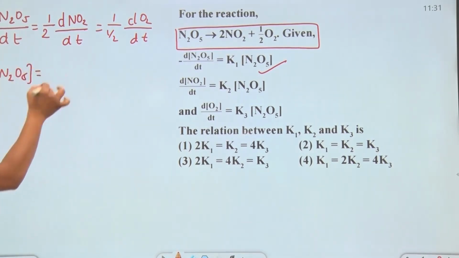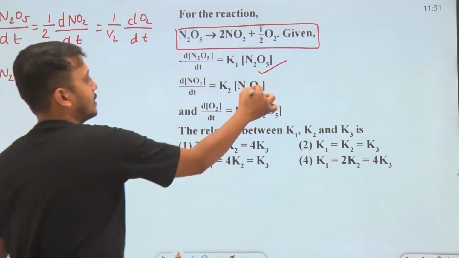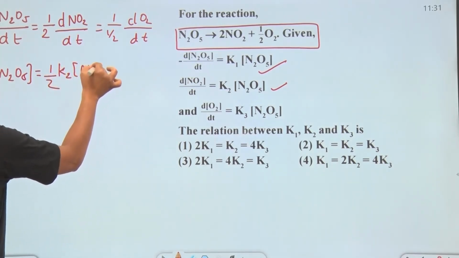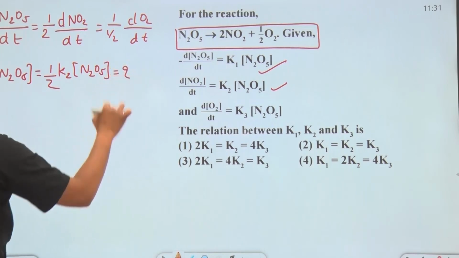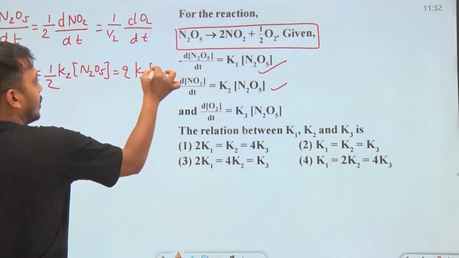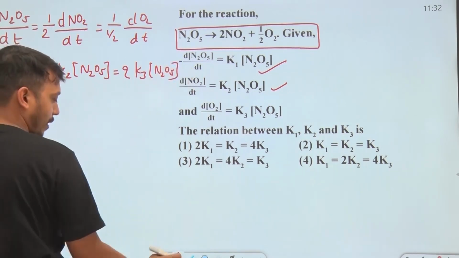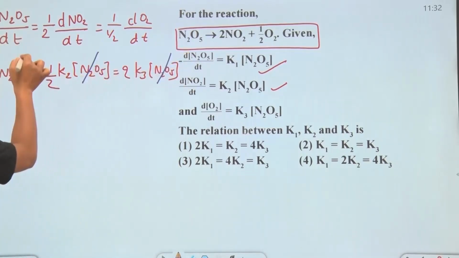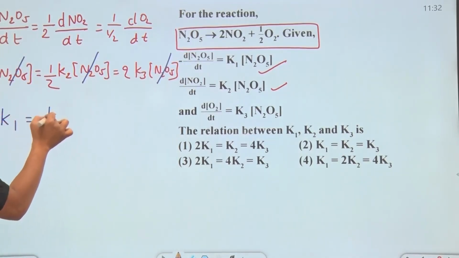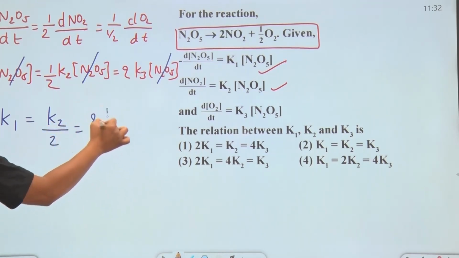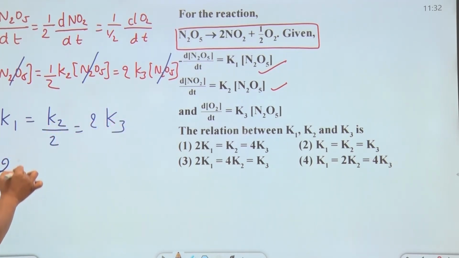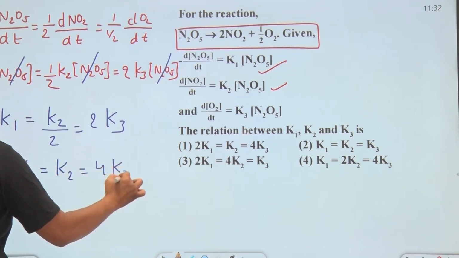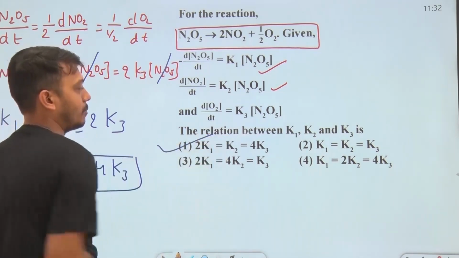So this value is basically K1 N2O5, that is equals to half of dNO2 by dt, which is K2 N2O5. So it is half of K2 N2O5, that is equals to 2 times K3 N2O5. The N2O5 will cancel out because it is common in all three. Finally, we get K1 equals K2 by 2 equals 2K3. Now multiply the whole thing by 2. So it is 2K1 equals K2 equals 4K3, and it is correctly given in option number 1.